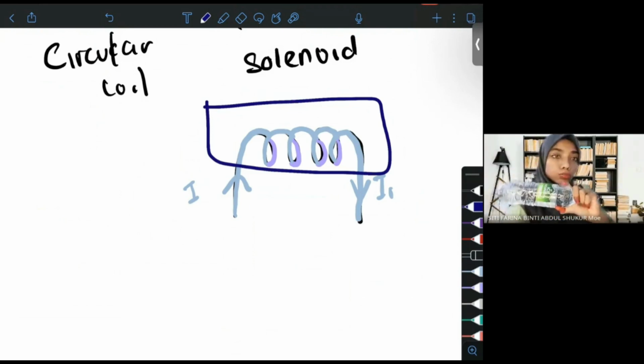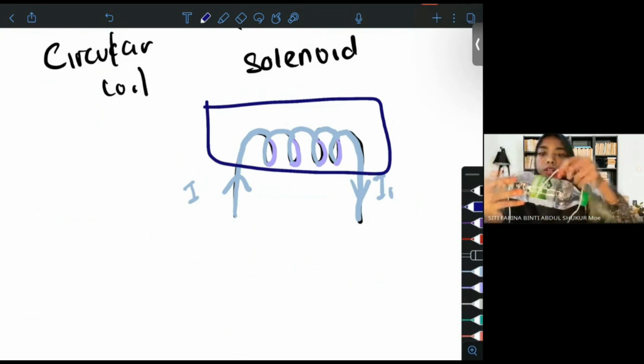So contoh, beginilah. Okay. This is what you're going to have. So dia akan pusing. Okay. Lingkaran dekat belakang ni kamu tak nampak sebenarnya. Betul tak? Yang dekat depan je kamu nampak. As you can see the white colour here. Alright. Okay. Current akan naik.